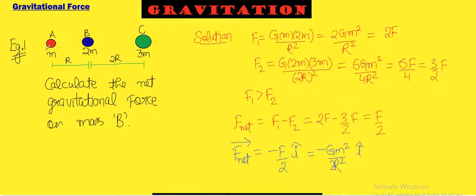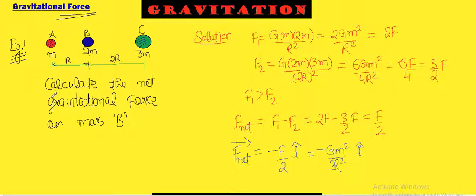Hello guys, the first example I am taking in the topic gravitational force is this one. We have three masses m, 2m and 3m, placed at distances of r and 2r from each other. All of them are in a straight line, and the distance between A and B is r and the distance between B and C is 2r.